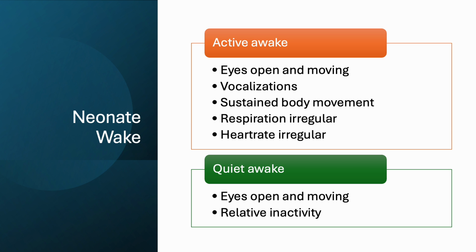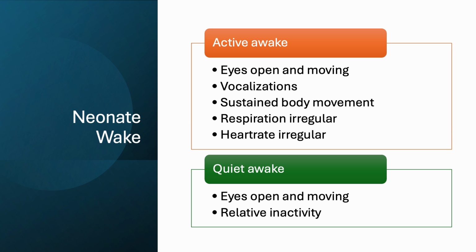Usually, when they're awake and not drowsy, they will be moving around a bunch. Because of this constant movement, they will have an irregular respiratory rate and an irregular heart rate. If they are quiet and awake, and maybe a little drowsy, their eyes will still be open and look around, but they don't move as much.